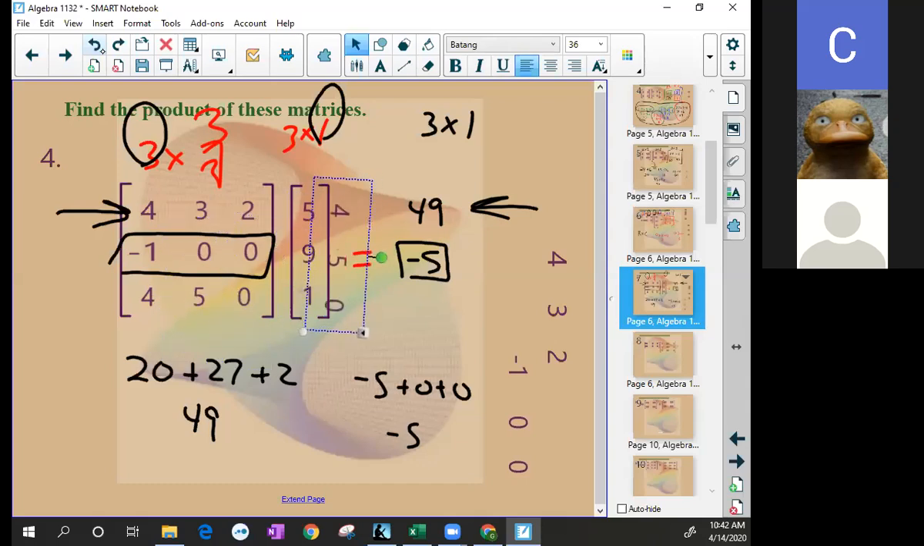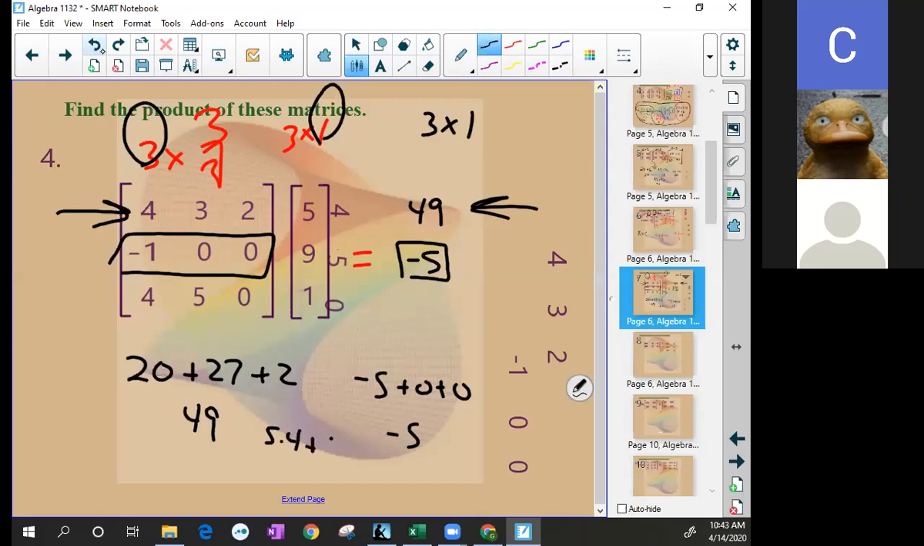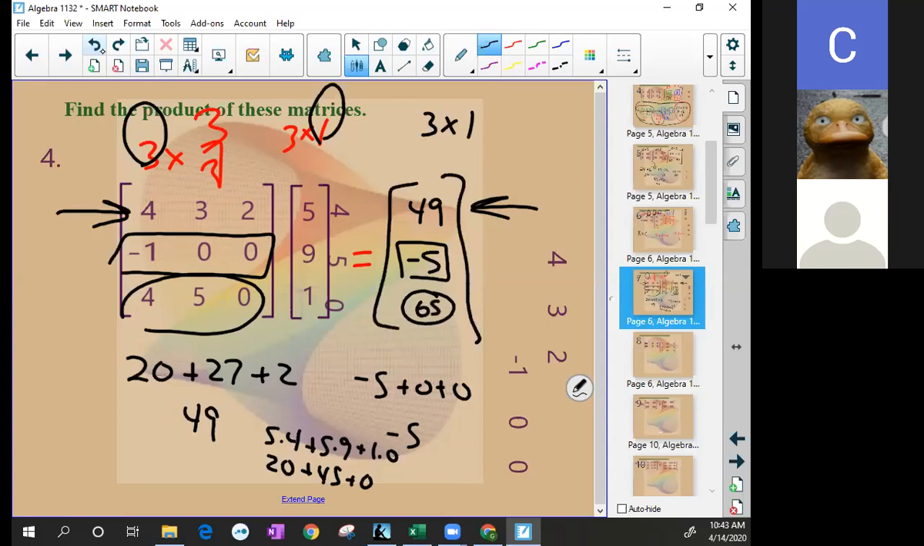I can do this on the board, but like I said, this is how I think about it in my mind. I don't write as much down. You can go ahead and write down 5 times 4 plus 5 times 9 plus 1 times 0. That's fine if you want to do that. Whatever you need to do to keep everything straight. 20 plus 45 plus 0 is 65. Since we multiplied by the third row, this answer will go in the third row. And that's going to be 65. And we're finished. A 3-row by 1 column matrix. Any questions about that one?